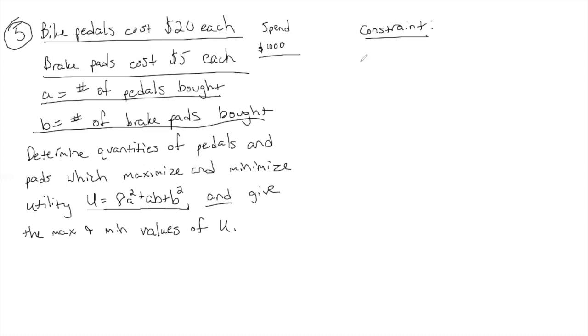Right? This is 20A plus 5B equals 1,000, right? Because if I sell A amount of bike pedals at $20 each, the total price for A of them is 20 times A, and similarly with B. This is the total amount that I'm spending, and it has to be equal to 1,000, just by what the problem tells me.